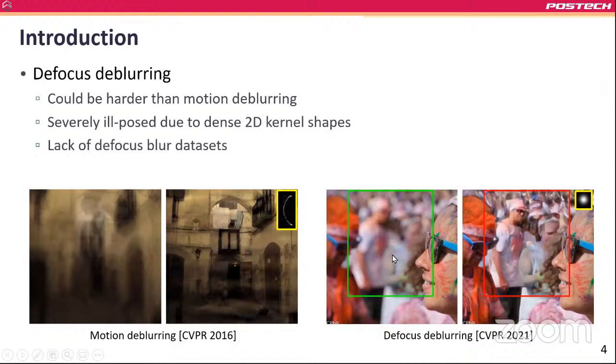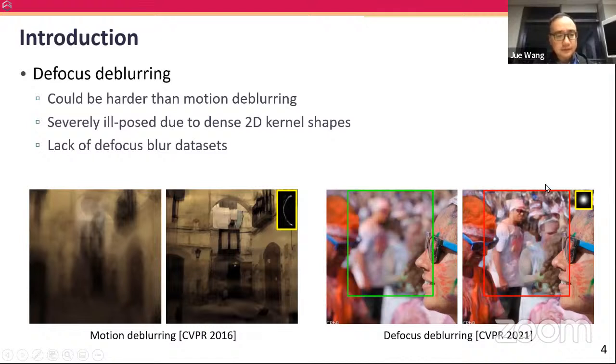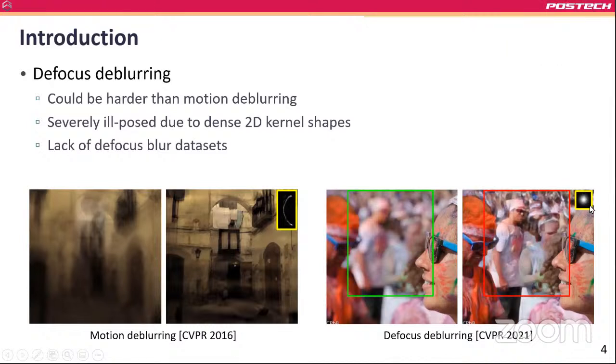But in contrast, in the case of defocus blur, we have this. I'm not sure you can see my mouse, probably not. Yes, we can see it. Okay, great. Here, the defocus blur kernel is like a disc shape. That means more pixels are merged to produce this defocus blur, so this defocus blur is probably more difficult to reverse than motion deblurring.